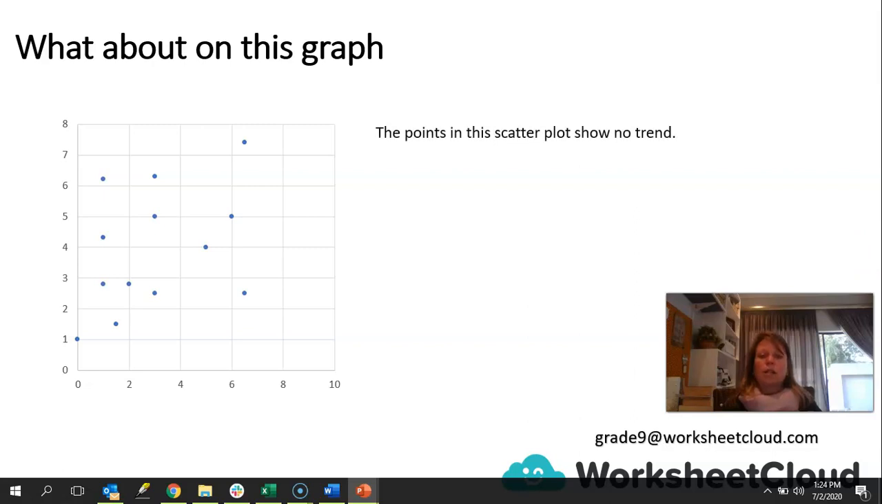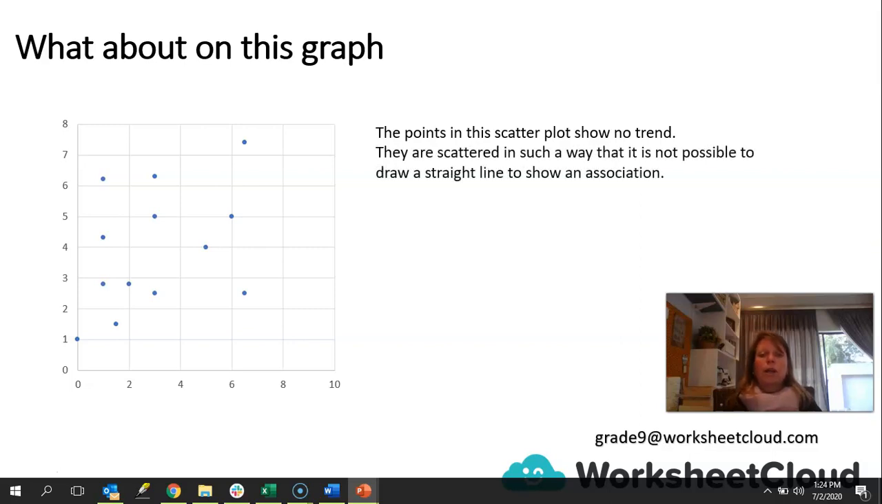So the points in this scatter plot show no trend. We can't say it's negative, we can't say it's positive, and we can't even say that the one increases while the other one decreases, because the points are completely scattered all over the graph. So we say it shows no trend. Okay, and a lot of the time we use these scatter plots to actually predict what's going to happen. And when we go through some of the examples, you will see how this actually works.